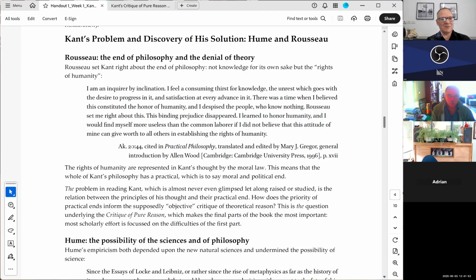Now, Rousseau set me right about this. This binding prejudice disappeared. I learned to honour humanity, and I would find myself more useless than the common labourer if I did not believe that this attitude of mine can give worth to all others in establishing the rights of humanity. So the whole intellectual apparatus that he is building is designed to further the rights of humanity, the universal goal of humanity. And that's a new goal for philosophy, given it beginning with Bacon.